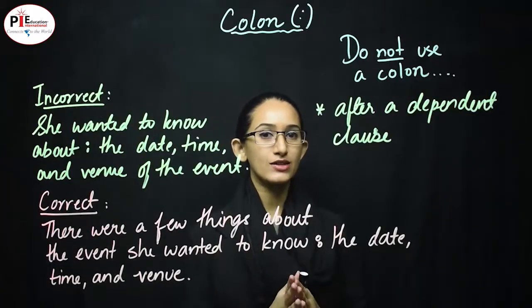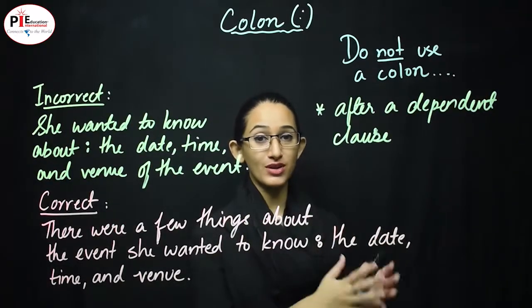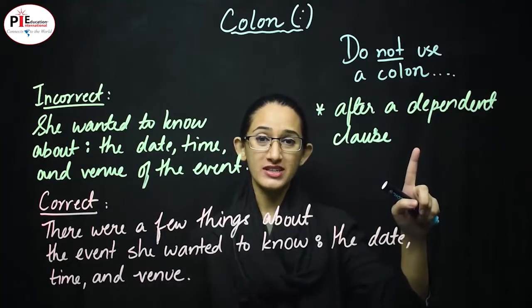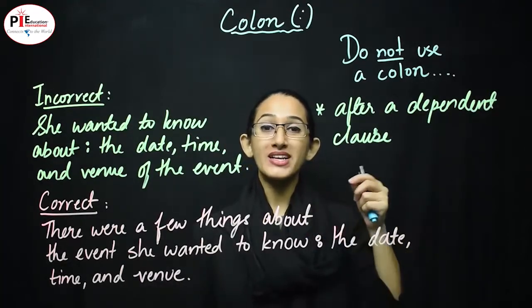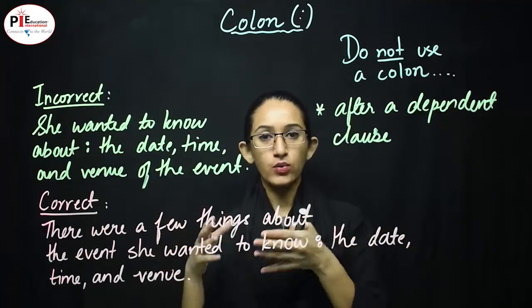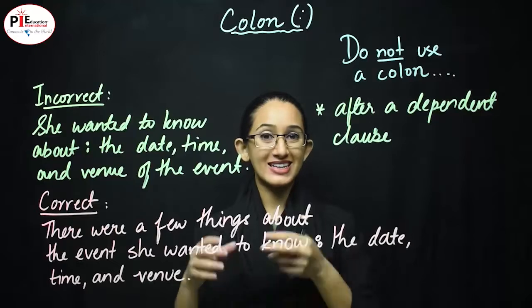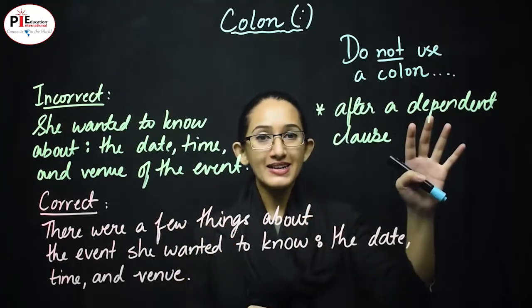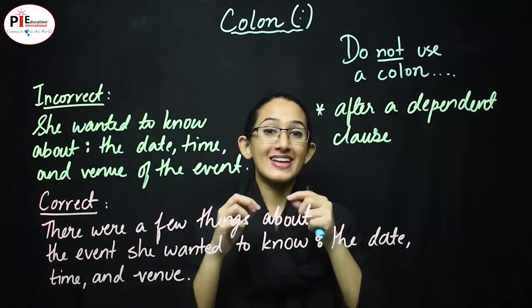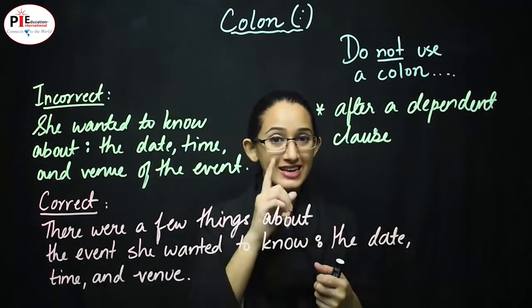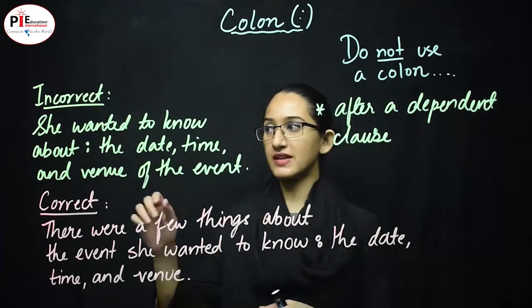The third place where we should not use a colon is after a dependent clause. This is very important. So colon is always placed only after an independent clause, which is basically a group of words that can stand alone as a separate sentence. A dependent clause is a group of words that cannot stand as a separate sentence because it's incomplete. Let's take a look at an example to understand this.